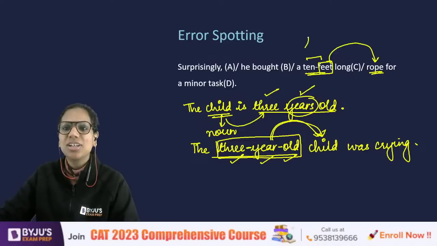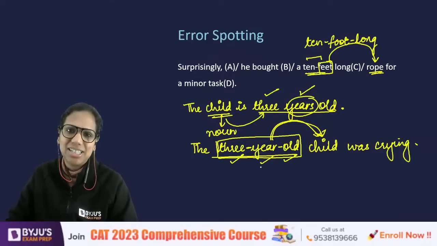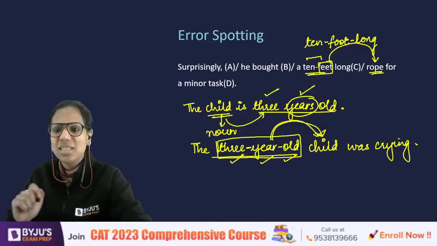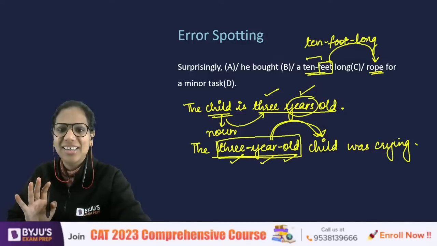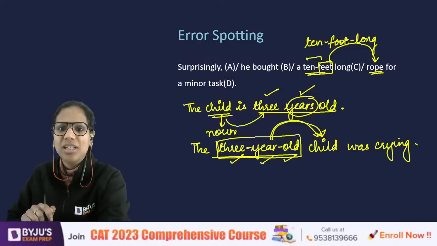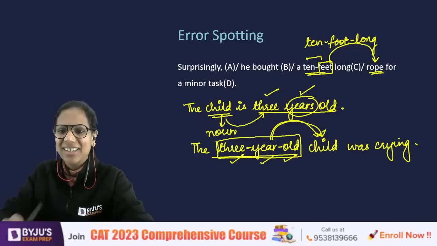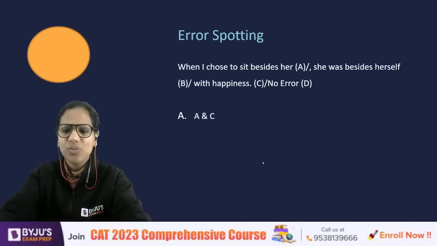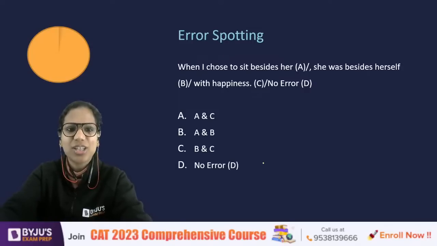Okay, so 10-foot-long rope. That's how I should write it. Make sense? 10-foot-long. This is how I should write it. All right. Coming to our next question, which is again an error spotting question. Let's see what you say here. Okay. These are your options.